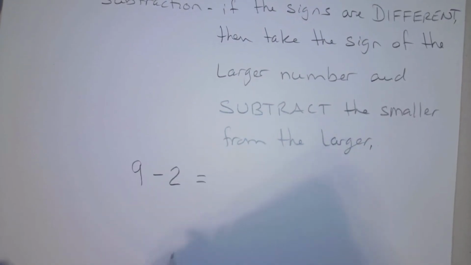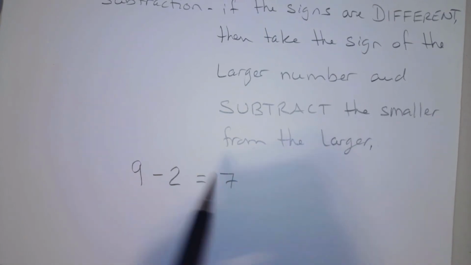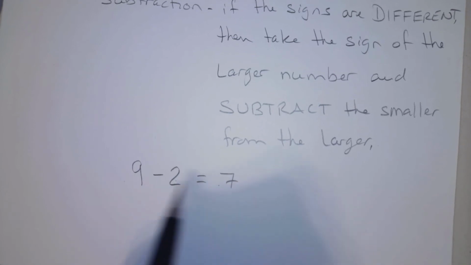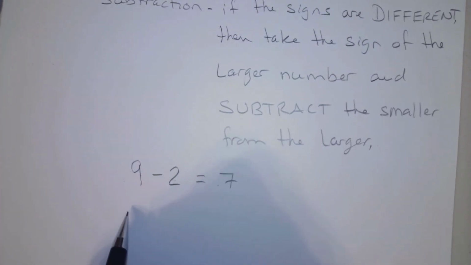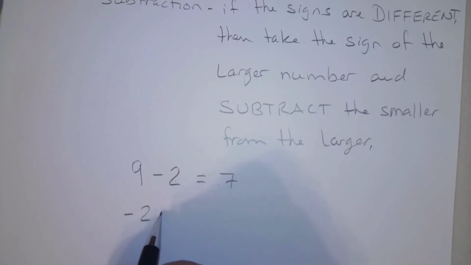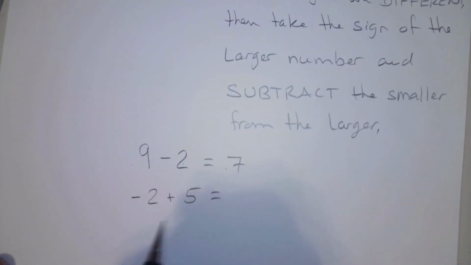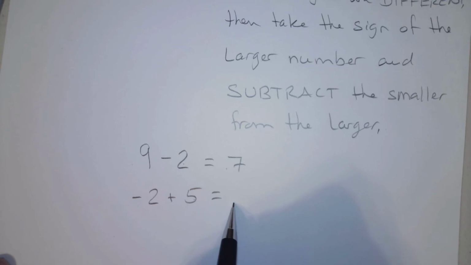9 minus 2. We all know it's 7. Why? Because 9 is bigger than 2, and it's positive, so the answer is positive. 9 minus 2 is 7. What if we had negative 2 plus 5? The signs are different. 5 is bigger than 2, so the answer is positive. 5 minus 2 is 3.